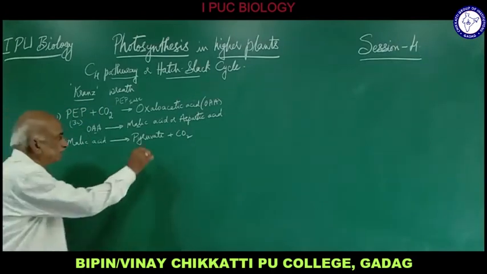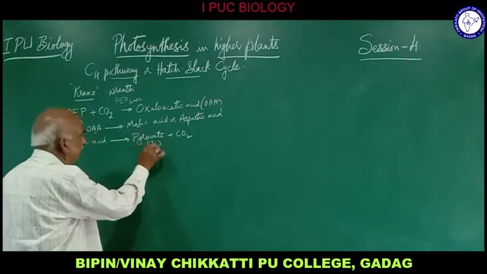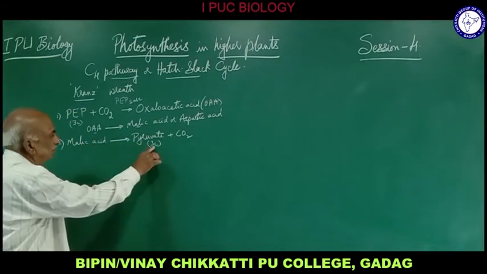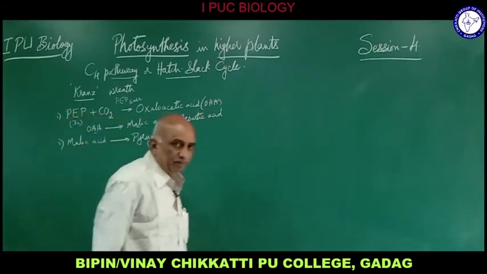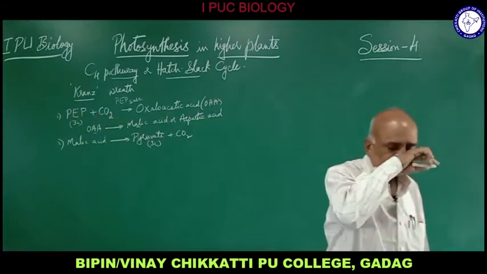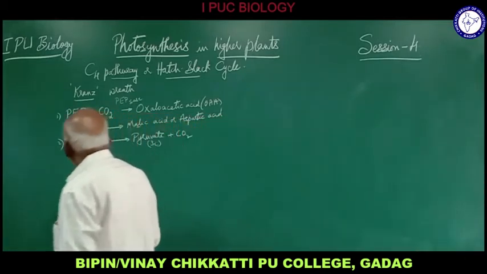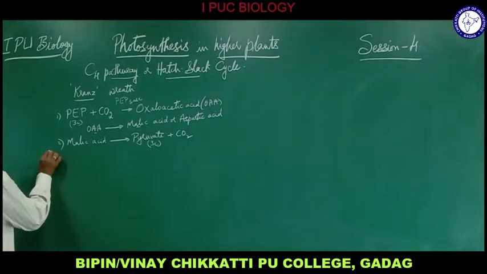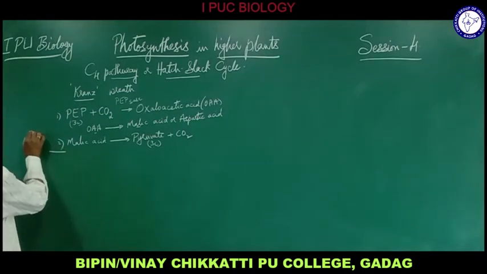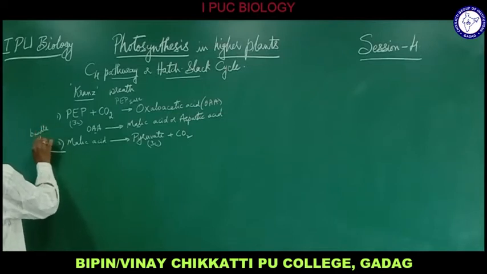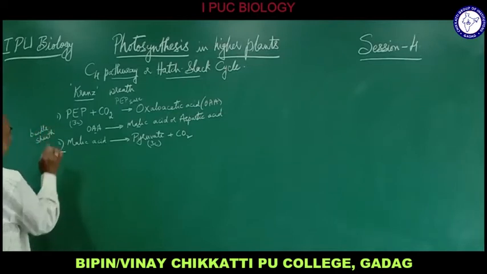So pyruvate is formed, which is a 3 carbon compound, and this is a 4 carbon compound. So 1 carbon is lost in the form of carbon dioxide, and pyruvate is formed. Now this pyruvate will go to the mesophyll cells. So this takes place in the bundle sheath cells. It occurs in the bundle sheath cells.